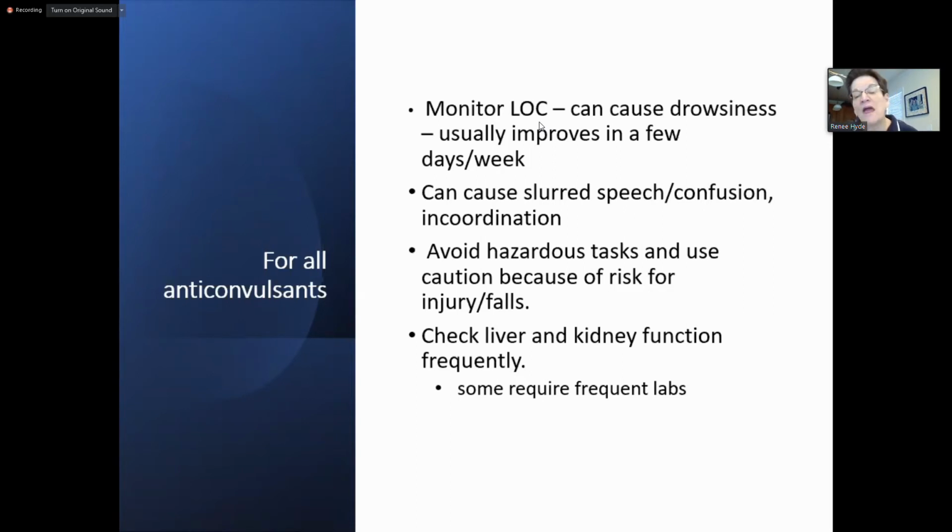Because these meds are typically metabolized in the liver and excreted by the kidney, we want to check the liver and kidney function frequently. Not only do we want to look at AST and ALT for the liver, BUN and creatinine for the kidney, but we want to check drug levels for specific medications to make sure that they're in therapeutic range.